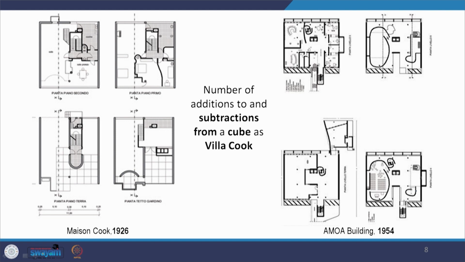Now here in the Mill Owners Association building, it is comparable to Maison Cook that he designed in 1926. Maison Cook has a structural design which is a combination of shear walls and the pilotis. So we have the pilotis in the floor plan. The number of additions to and subtractions from a cube as they appear in Villa Cook also appear in the Mill Owners Association building. So if there are open spaces and curved walls, the same appear here also in the Mill Owners Association building. So the idea is carried forward from Maison Cook.